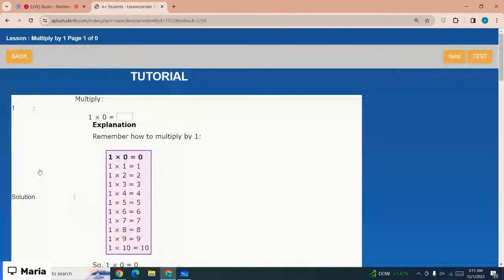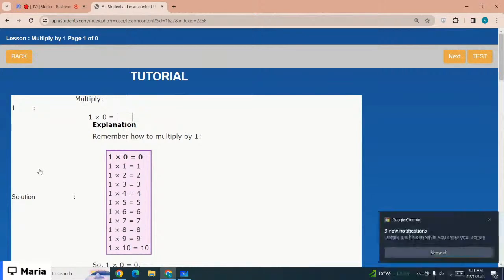Okay, now we're going to learn how to multiply numbers with 1, right? You can see the table here. 1 times 0 is 0. 1 times 1 is 1. 1 times 2 is 2. 1 times 3 is 3. That means any number you multiply with 1, the number is always the same, right?